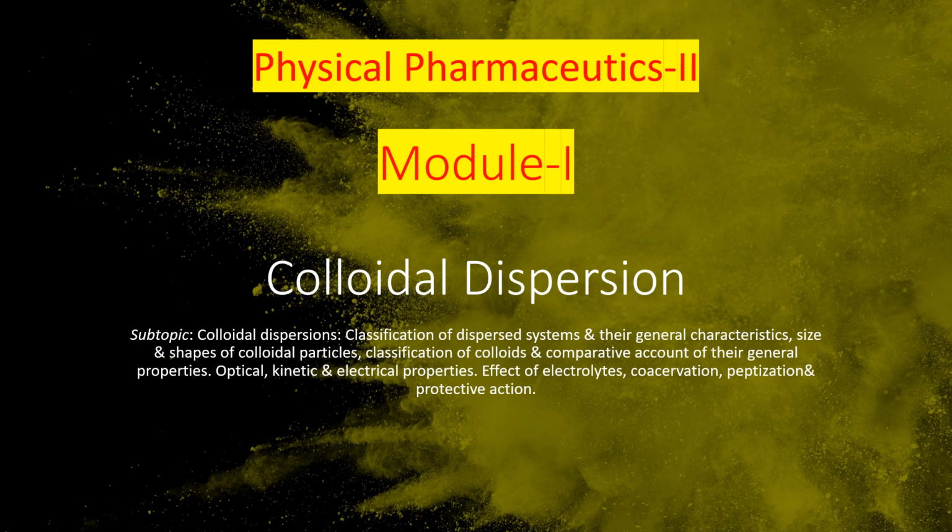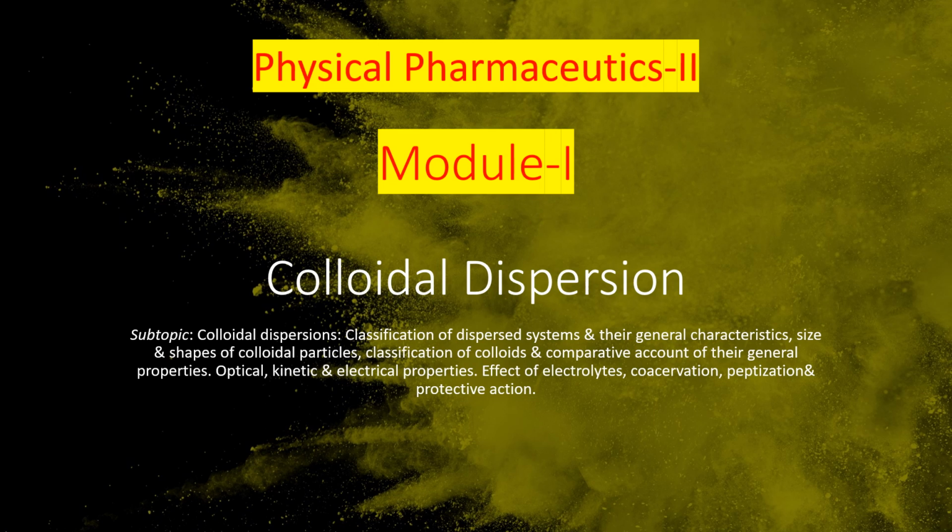Other thing is classification of colloids and comparative account of their general properties. So from this subtopic, the question which is generally asked is what are colloids, classify them, and give a comparative account on the different classifications of colloids like lyophilic, lyophobic. So how they are different. Okay, so it can be in the form of a table. So a table would be a better representation because all the points will be compared at a single glance.